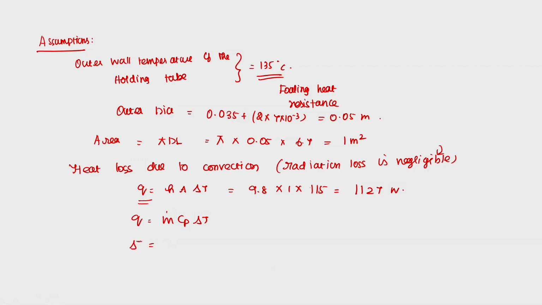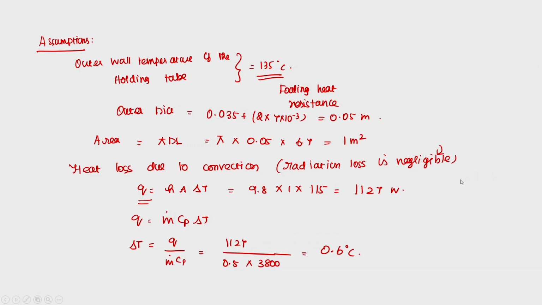So, from this, del T is nothing but Q upon m dot Cp. So, Q is nothing but 1127, mass flow rate is 0.5 and Cp is nothing but 3800, because Q is in watt, and watt is nothing but joules per second. So, you would be getting around 0.6 degree centigrade.